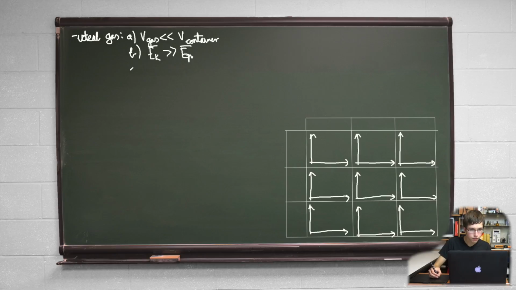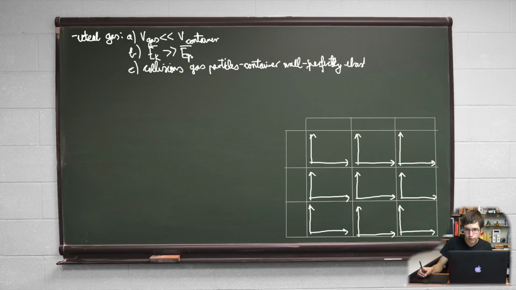And C. Collisions between gas molecules and the container wall are perfectly elastic, so collisions without loss of kinetic energy. So collisions of gas particles with the container wall are perfectly elastic. So these are conditions a gas has to fulfill in order to be an ideal gas.